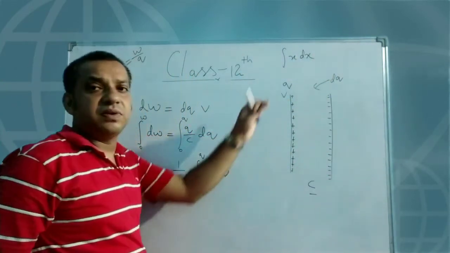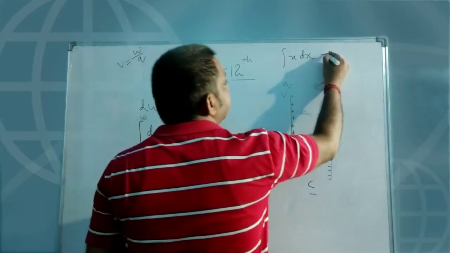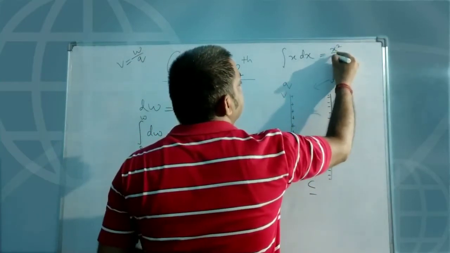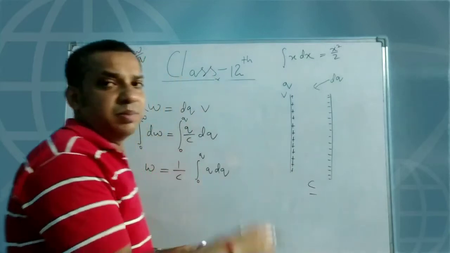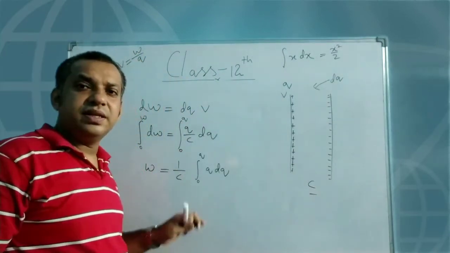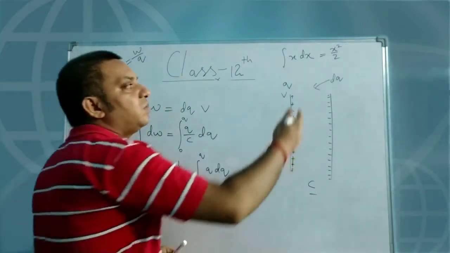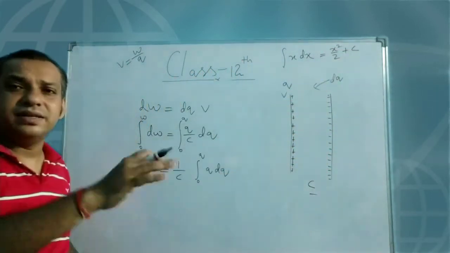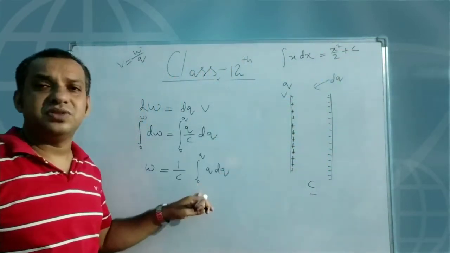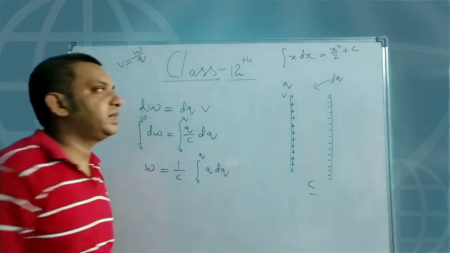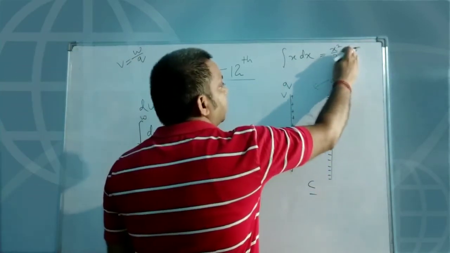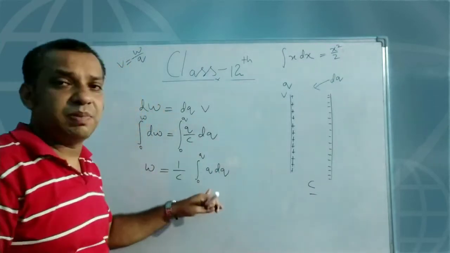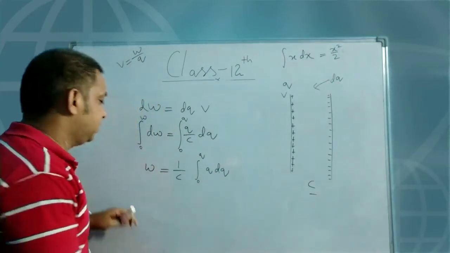This function is similar to the integration of x dx. And what is the formula for x dx? You get x square upon 2, plus a constant. Because we are considering the initial condition as 0, the value of the constant is 0. That constant is the initial condition, and it is already 0, so you get x square by 2. So here in place of x, Q is here. So what will you get?